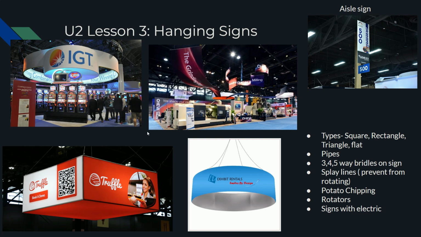All right, these are your hanging signs. There's a couple of different ones out there. You got your square ones, your rectangle ones, your triangle ones, your circle ones. Sometimes you get these flatter signs that require you to put in a pipe on the top and bottom of it.